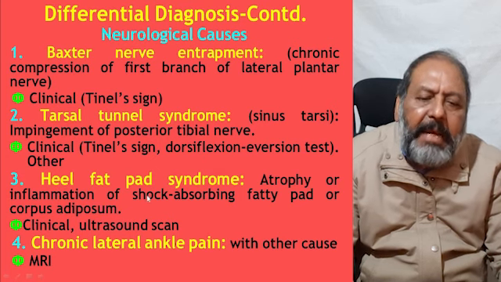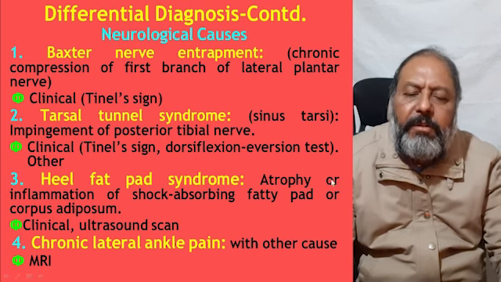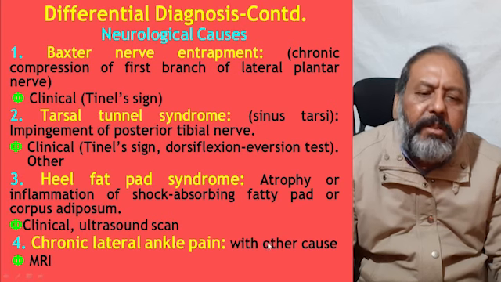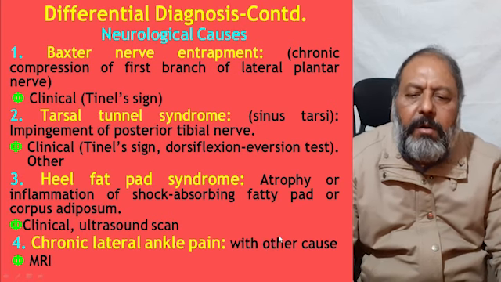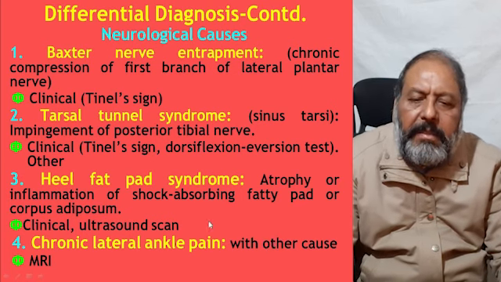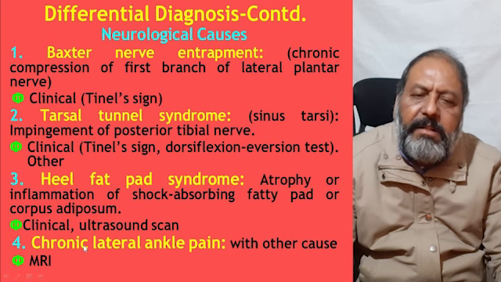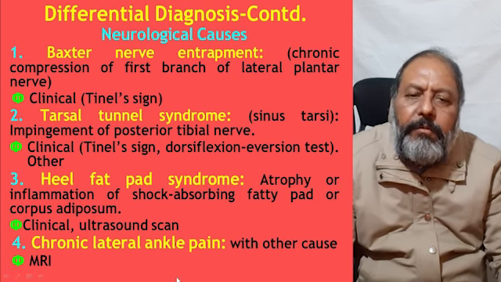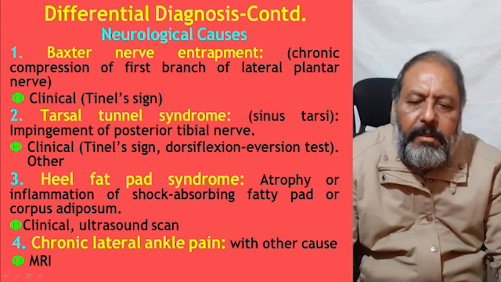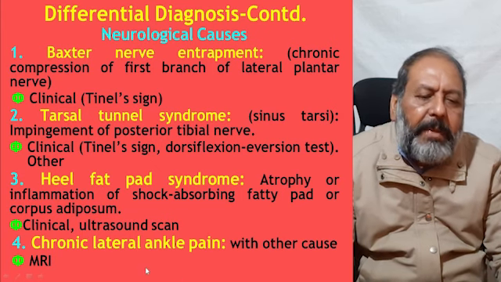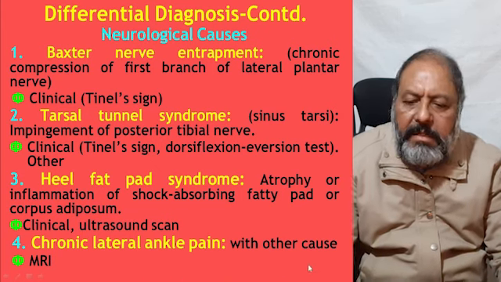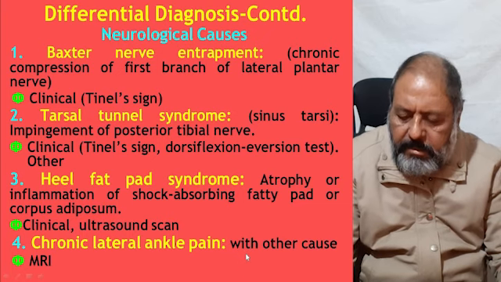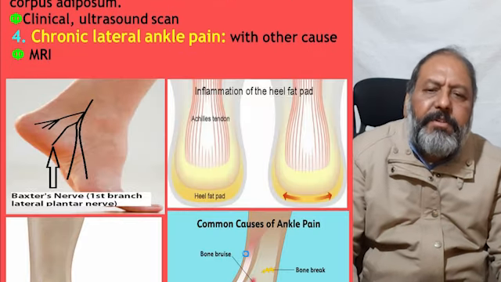Heel fat pad syndrome, atrophy or the inflammation of the shock absorbing fatty pad or the corpus adiposum. Again, clinically and an ultrasound scan can differentiate. Then the fourth neurological cause is chronic lateral ankle pain with other causes, and that is MRI which can rule it out.